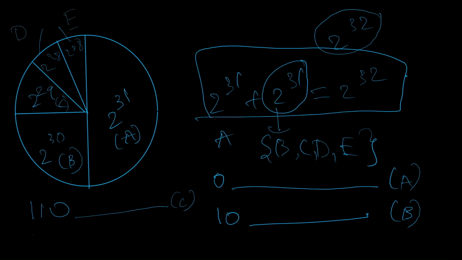So D starts with 1110 and E starts with 1111. This is D, this is E. That's how all these 2 power 32 IP addresses are divided. So if we add all this, if you want, you can take a screenshot of this slide before deleting it.